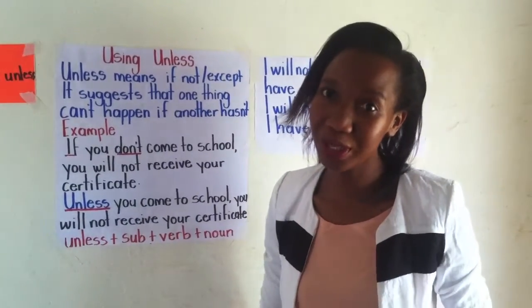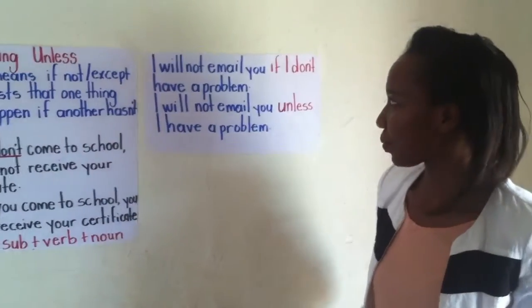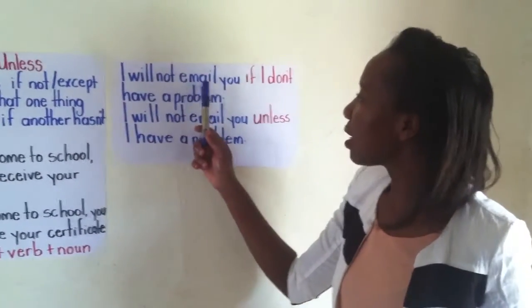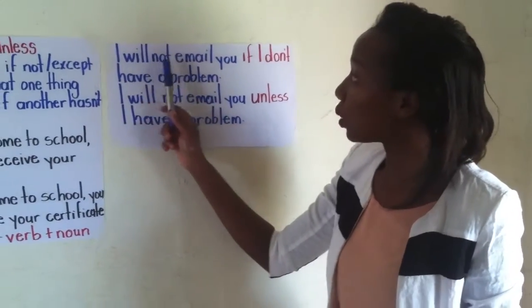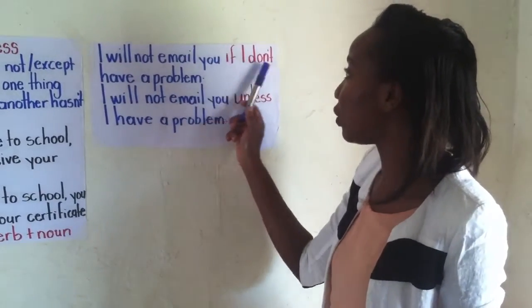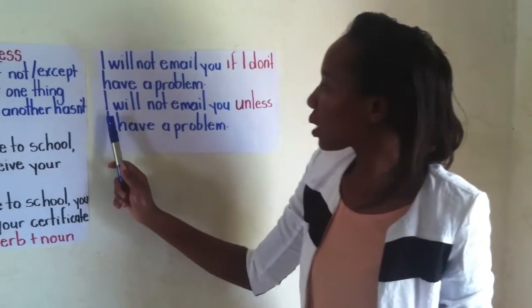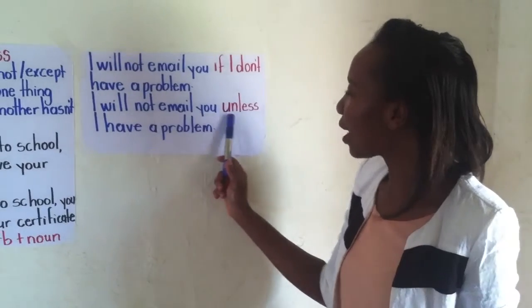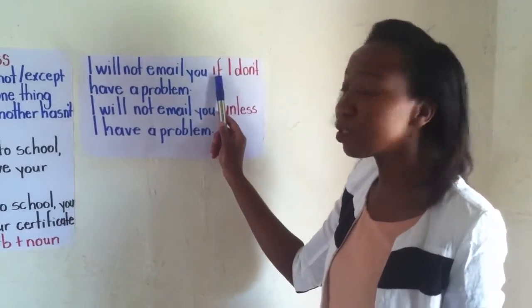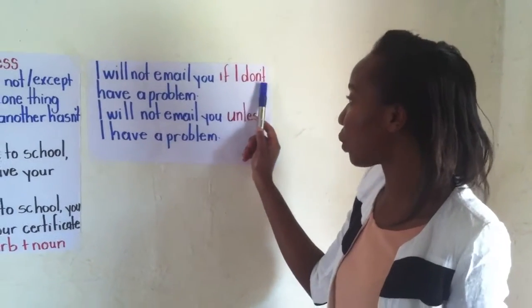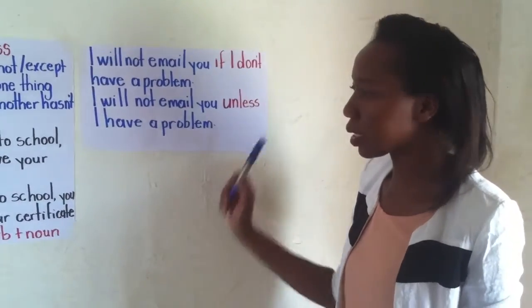Unless can also be used in the middle of a sentence. Let's have a look at an example. I will not email you if I don't have a problem. So we will use, I will not email you unless I have a problem. Unless has also replaced if I don't, and it has been used in the middle of the sentence.